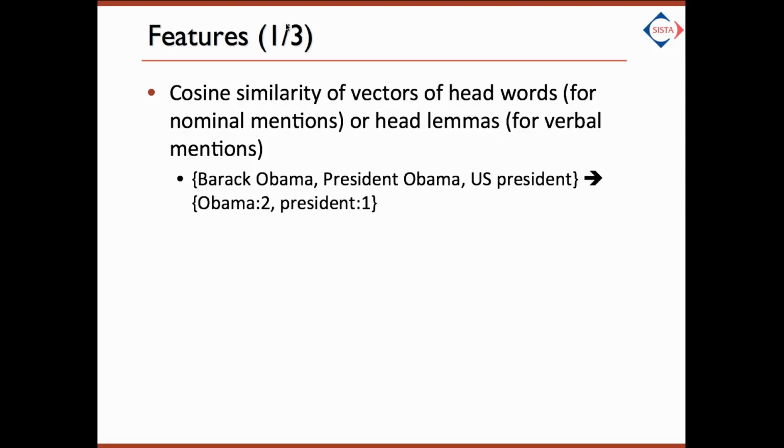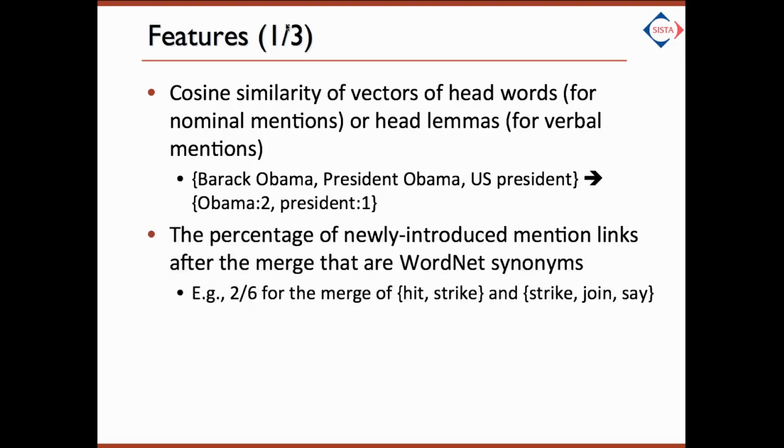No, we account for synonyms in one of the other features. I'll get to that. Here it is. When you do a merge, another feature that's generated is how many links are between WordNet synonyms. So if we merge these two clusters, hit, strike, this is one cluster, with strike, join, and say, you introduce 6 links, right? It's 2 by 3. So 6 links are created, and 2 of them are actually between WordNet synonyms. Hit and strike, those are synonyms, and strike and strike, they're the same word. So 2 of the links are synonyms.